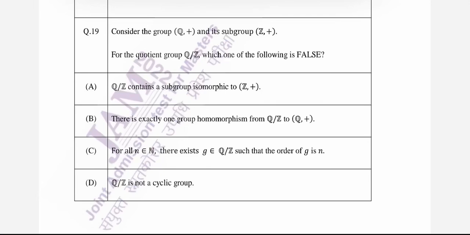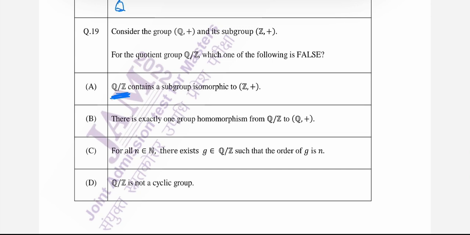You see in all options there is Q/Z. Here you see Q/Z in A, Q/Z in B, Q/Z in C, Q/Z in D. So first we write this group, I mean the elements of this group Q/Z.